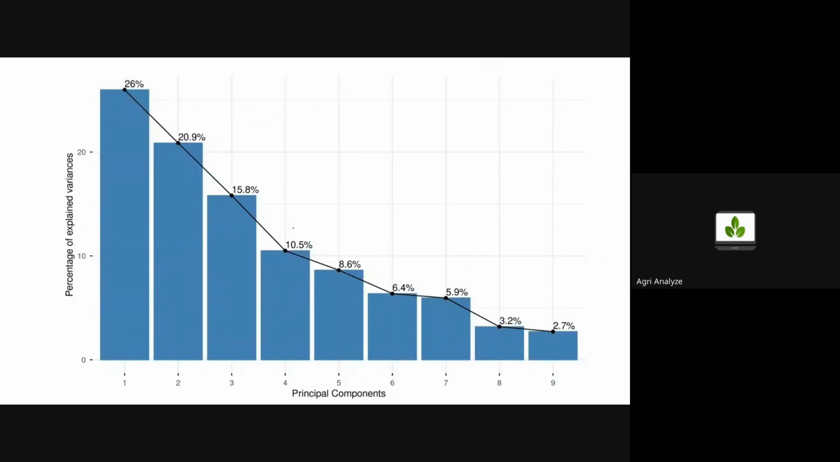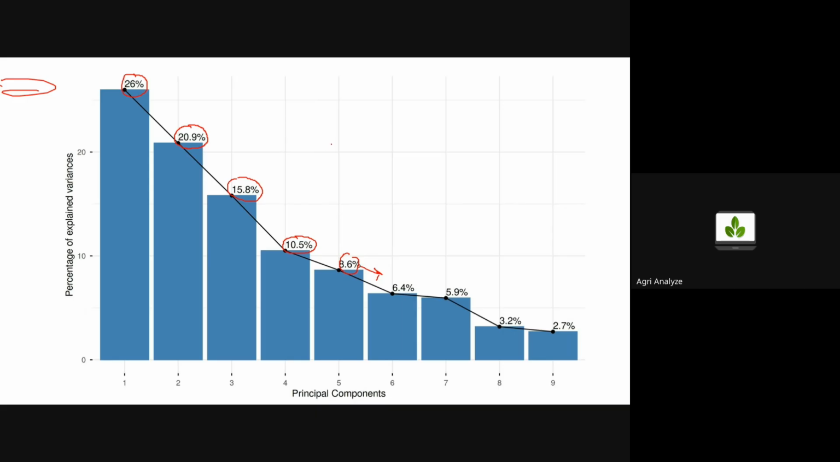This is the same graph, but it shows the percentage of explained variance. Here the first principal component explained 26% of variation, followed by principal component 2, which explained 20.9%. Then the third explained 15.8, the fourth 10.5, then the fifth 8.6, and so on.